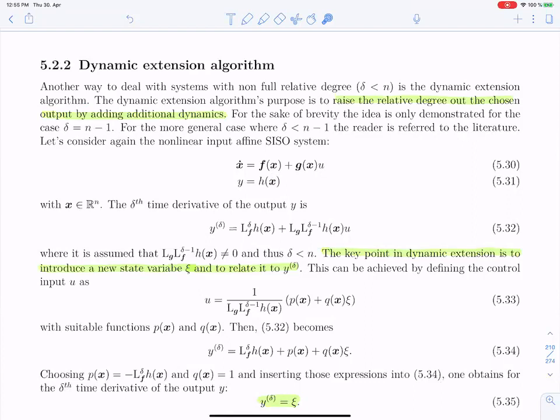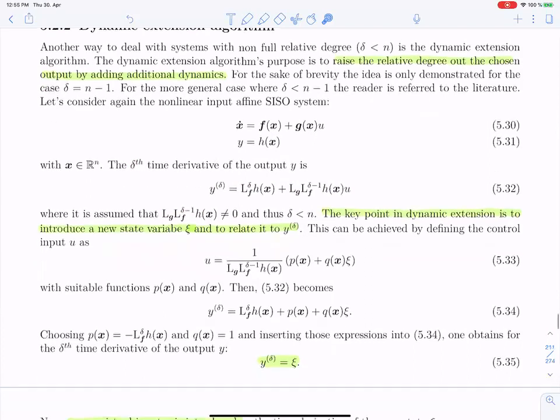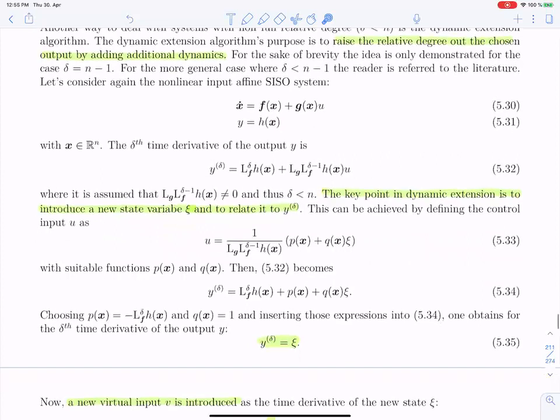And then let's again assume that we have a relative degree of theta. So our equation is going to look like this, and this Lie derivative is going to be different from 0. So we have a relative degree of less than 1. The key point in dynamic extension is very simple: it's simply to introduce a new state variable, which we call xi here, and somehow relate it to this derivative.